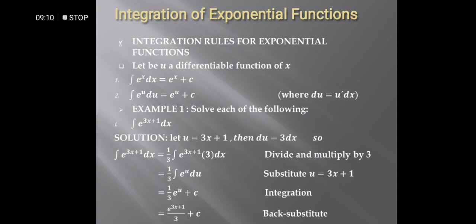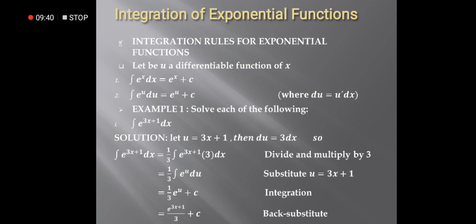Example number 1, solve each of the following. Number 1, integration of e^(3x+1) dx. Let u equal 3x plus 1, then du will be equal to 3 dx. Okay, we divide and multiply by 3. Why 3? Because the derivative of 3x plus 1 is 3, so we divide and multiply by 3. So we'll get 1/3 integration of e^(3x+1) times 3 dx.